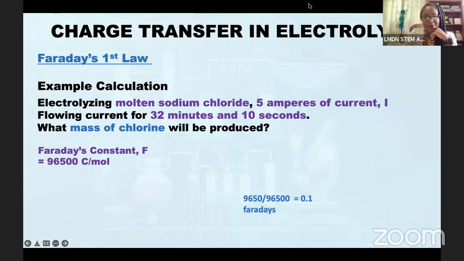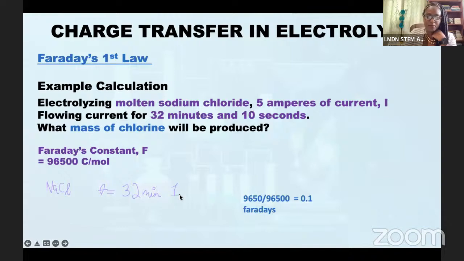So that's NaCl. So we're doing NaCl, which is in its molten state. And so we're electrolyzing this. That's our electrolyte. And the time that they gave us is that the electricity is being flowed for 32 minutes and 10 seconds. So can somebody put this whole thing in seconds for me?